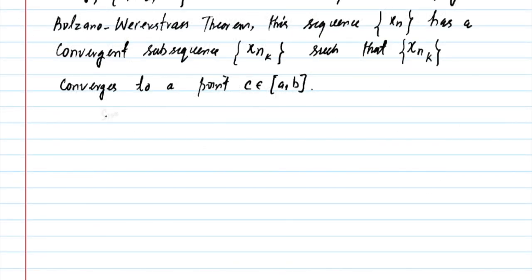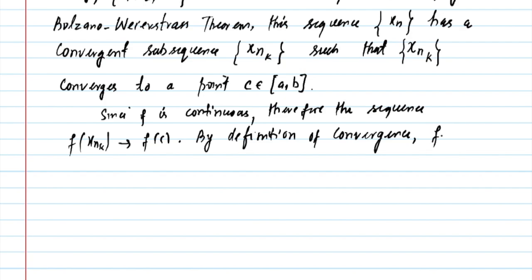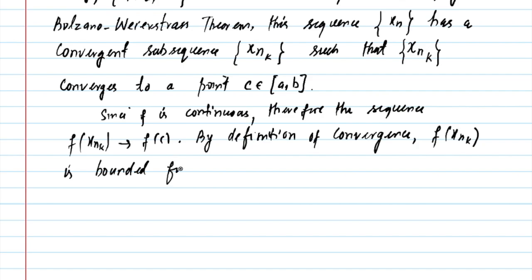Now since f is continuous, therefore the sequence f of x_{n_k} converges to f of c. But since the sequence f of x_{n_k} is convergent, by the definition of convergence, it means that f of x_{n_k} must be bounded for every n_k. So by definition of convergence, this means that f of x_{n_k} is bounded for every n_k.